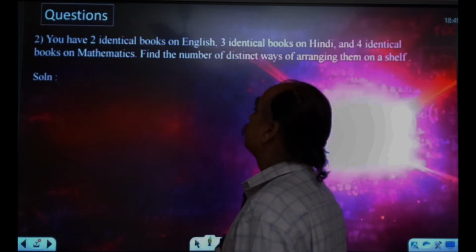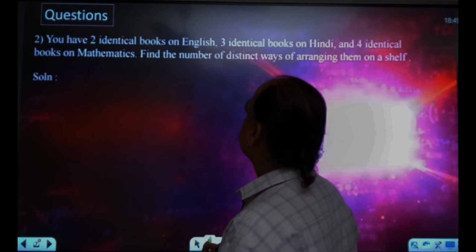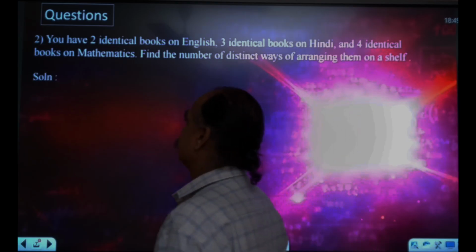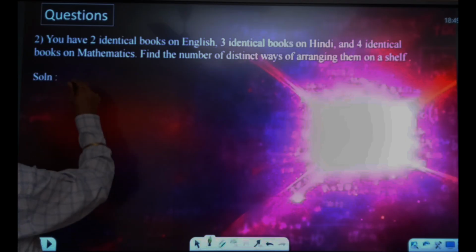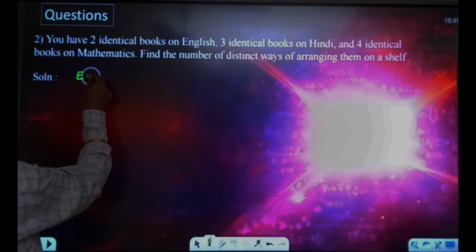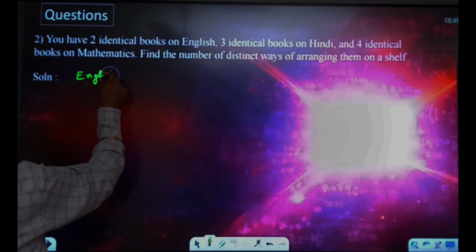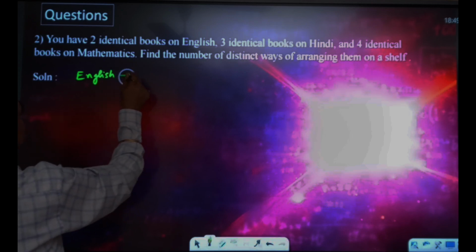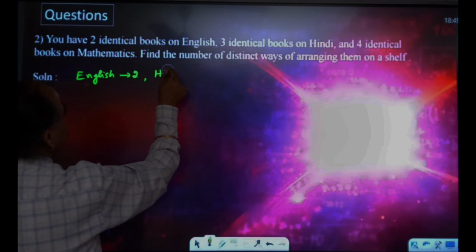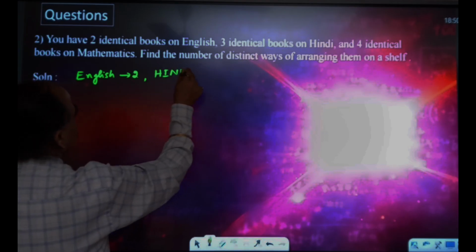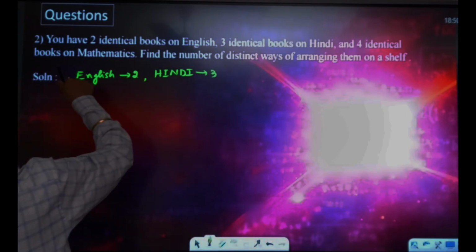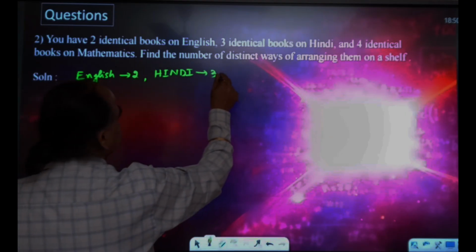Now next, you have 2 identical books on English, 3 identical books on Hindi, and 4 identical books on mathematics.